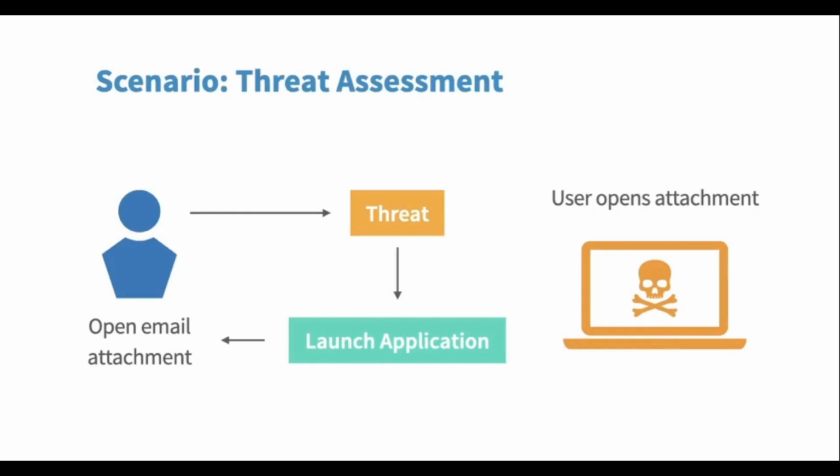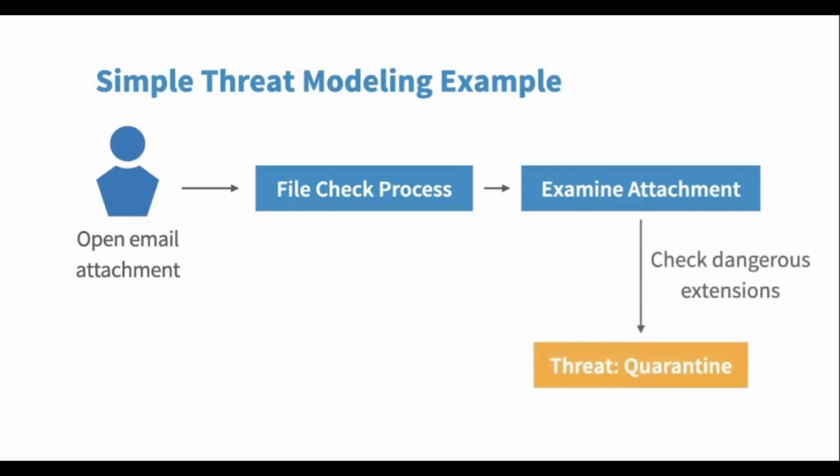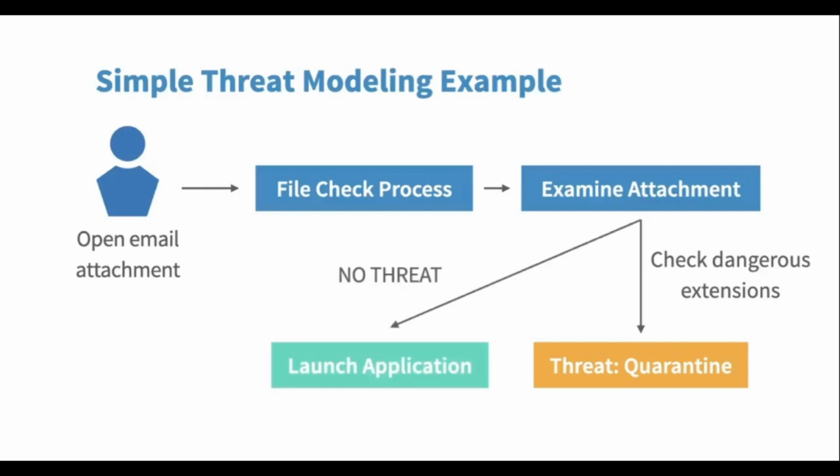Now, going through threat modeling, we can see how we can reduce the vulnerability by putting in place ways to manage those risks. For example, the user opens the email attachment, and after that, instead of opening and showing the user the attachment, it goes through a file check process where we examine the attachment. If there's a dangerous extension, it goes into quarantine. However, if there's no threat, the user is then allowed to launch the application and view the attachment.